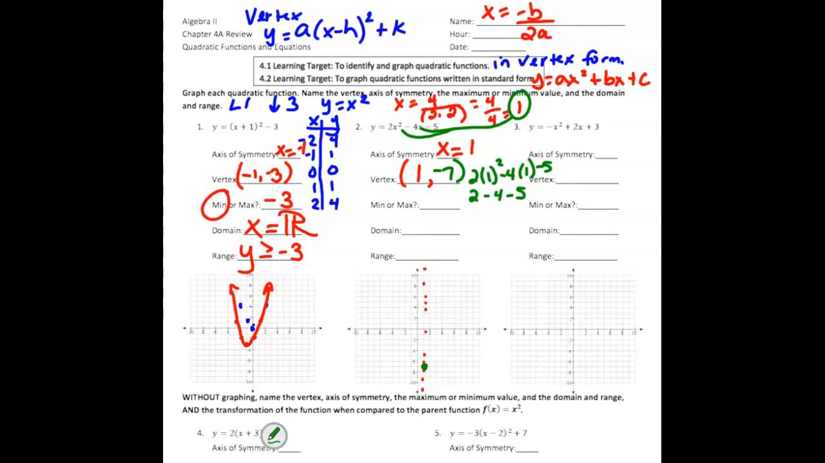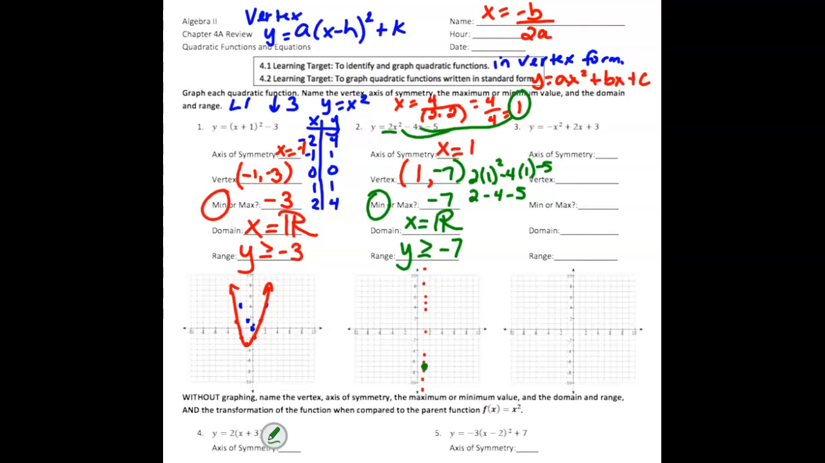Now, our a value was a positive 2, so our graph opens up, which means we have a minimum at negative 7. So our y values have to be greater than or equal to that. Our domain, again, is always all reals.